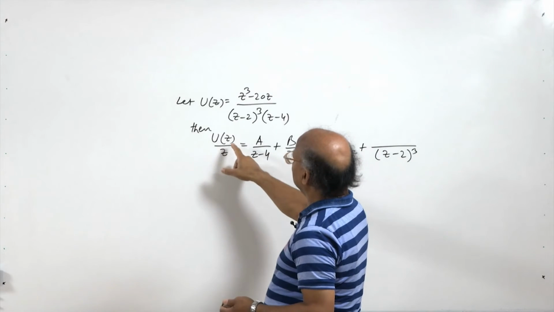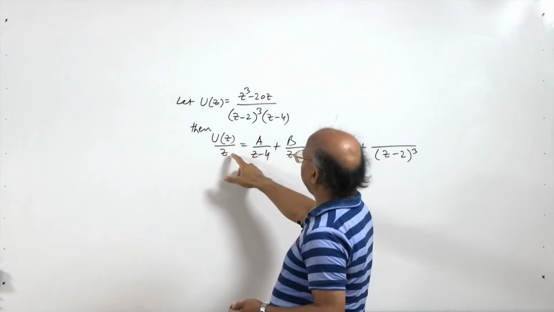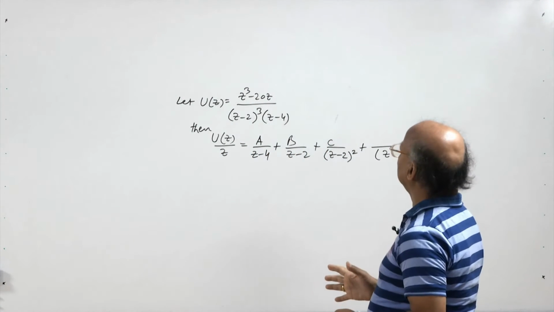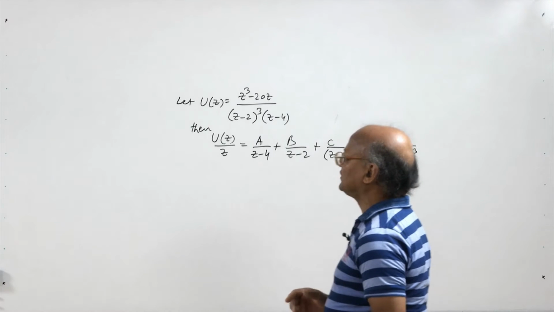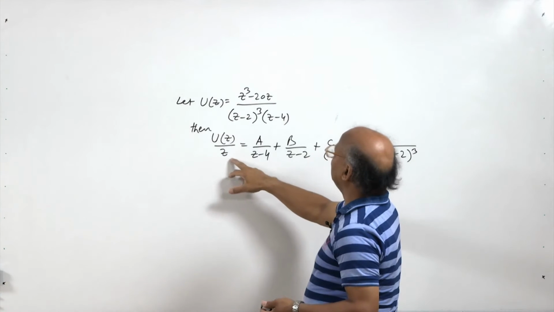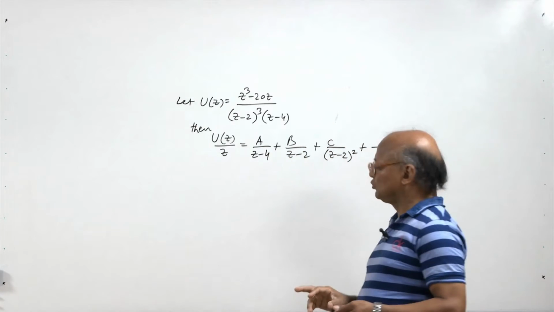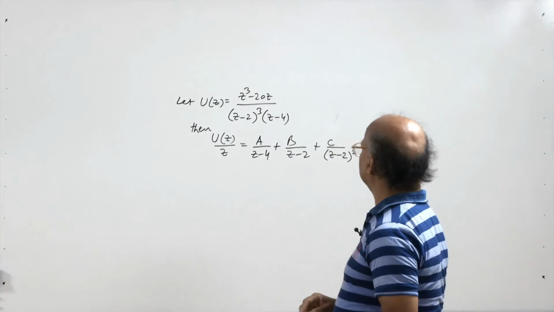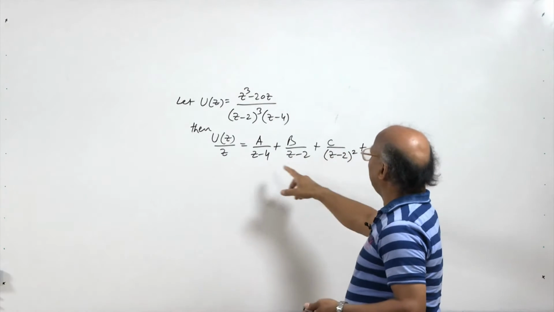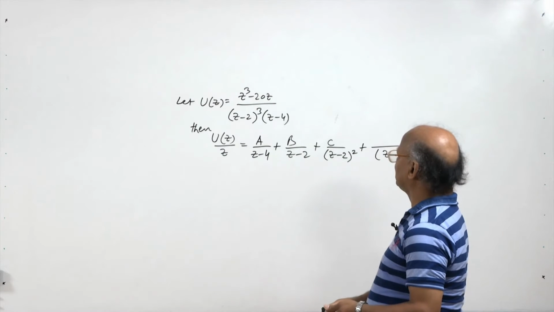While inverting, we will write U(z) as A times z over (z minus 4). The inverse Z transform of z over (z minus 4) will be 4 to the power n, so we will be able to invert it. Then we get z over (z minus 2), whose inverse Z transform will be 2 to the power n. That is also possible to invert, and here we will have z over (z minus 2) whole square.